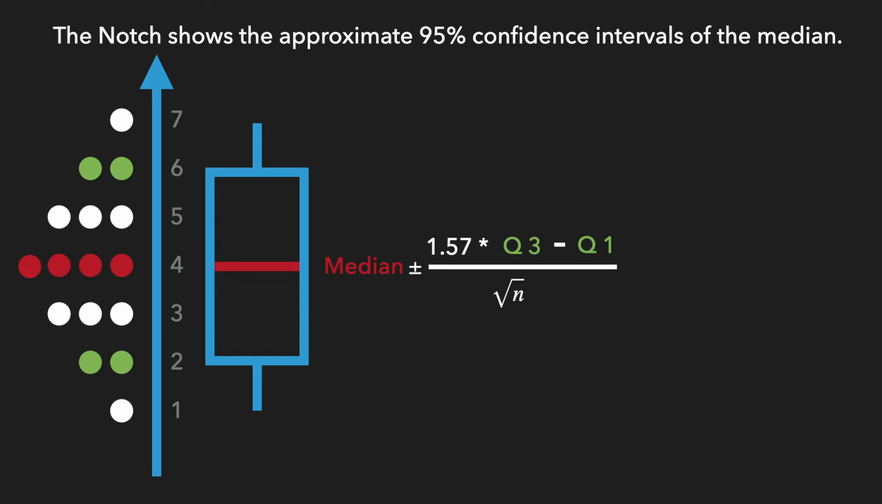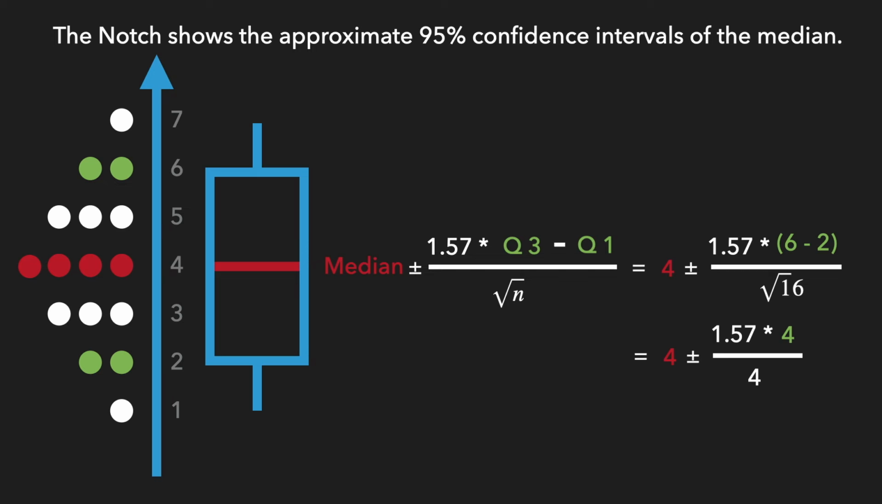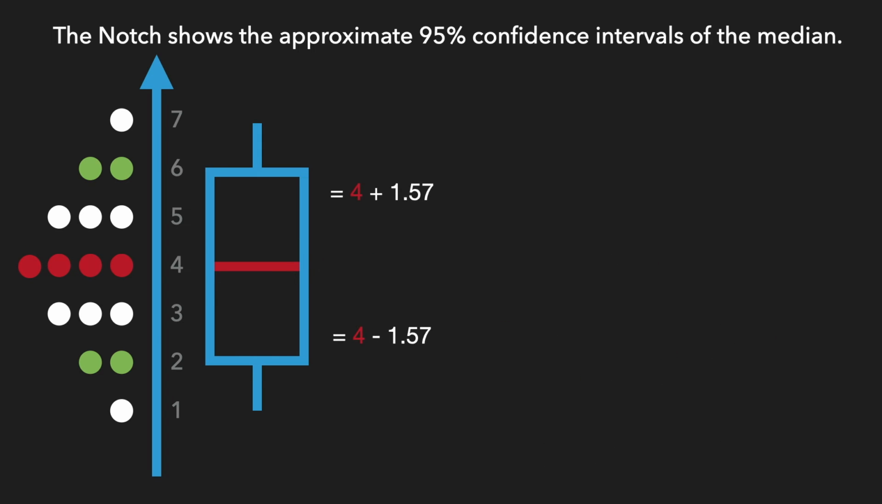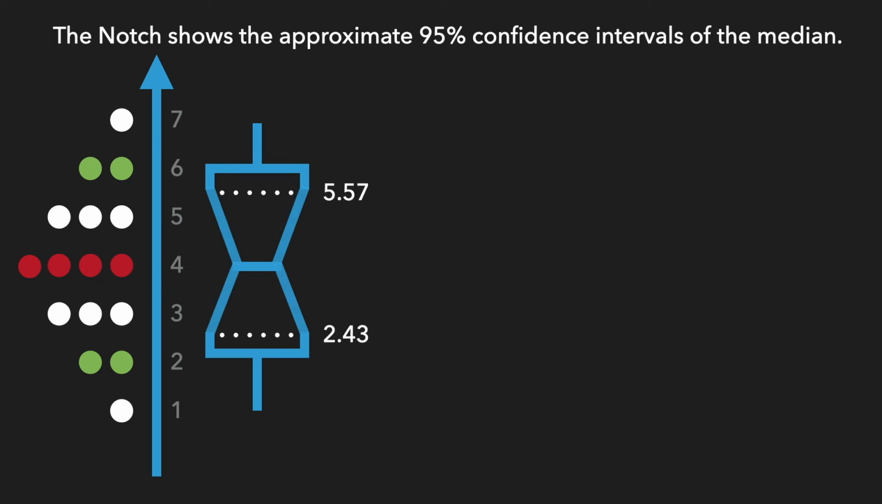So if we plug in the numbers 4 for the median, 6 and 2 for the quartiles, and 16 for n, and then simplify the equation, we'll finish up with two numbers which are equally far away from the median. The first one is 5.57 and the second one is 2.43. The notches are usually displayed as a narrowing of the box around the median. You have most likely seen the notches displayed in this way before, but now you know exactly how they originate.